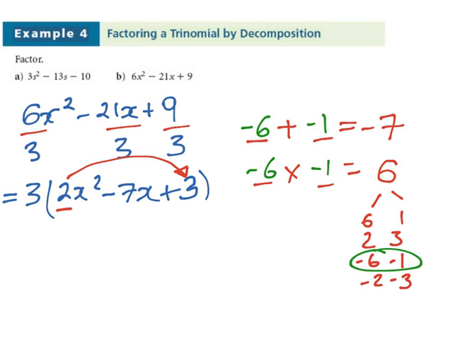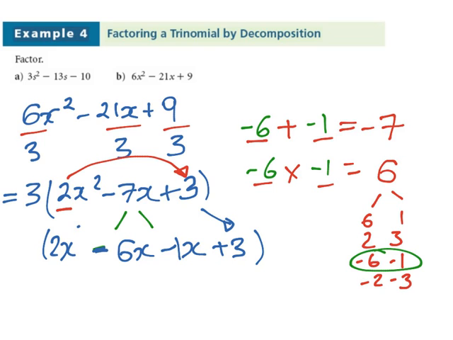This means that we could break this negative 7x into negative 6x and negative x, or negative 1x. We recopy everything else, the 3 and the 2x squared, and of course we still have to keep the factor of 3. Don't lose that 3. Then the next step is to factor by parts the first pair and the second pair.